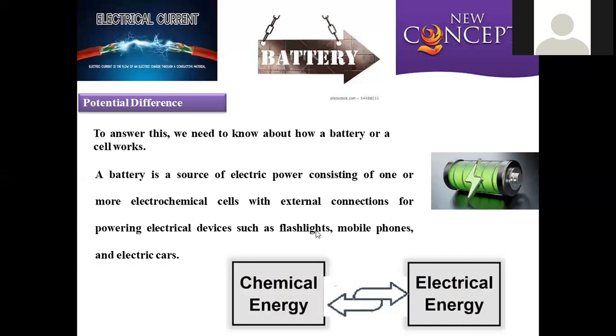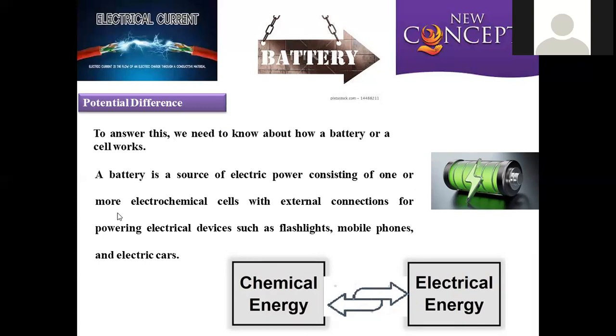And we have a detailed description about a battery. To answer this, we need to know how a battery or cell works. A battery is a source of electrical power. Instantaneous energy production is possible by this battery. Nowadays, it has become an essential material for household purposes, industrial purposes, and automobiles. Everywhere we are using these batteries as a key material for the source of energy.